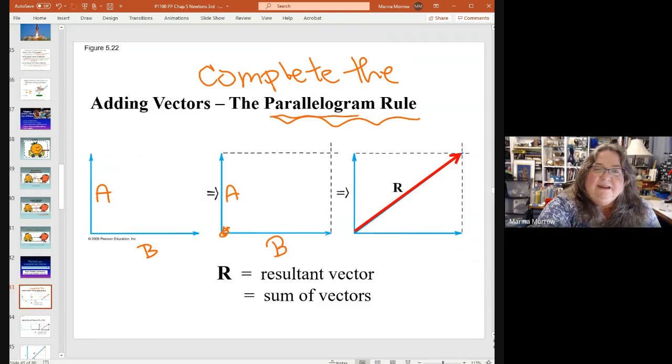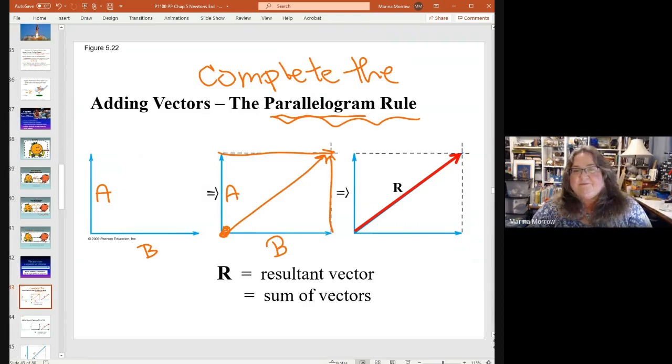So complete the parallelogram. That means you draw two parallel sides. You would draw a side here and a side there, and then you would get a resultant. So here's our resultant vector, which goes from where they started, their tails, to their tips. So that's completing the parallelogram, and your resultant is that diagonal.